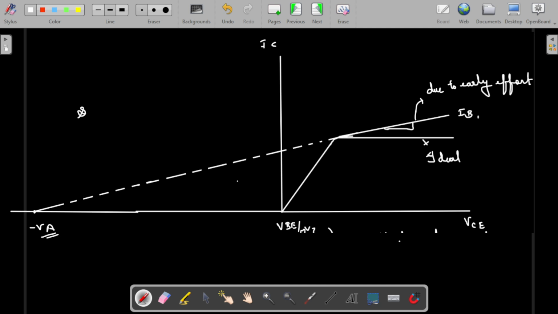The slope of this curve is equal to IC divided by VA. This is the slope that you have to take in. If we reverse the slope, then R0 is equal to VA divided by IC. This R0 is one of the critical factors, so whenever we are modeling the BJT, we need to include it. Please make a note of it. This is the early voltage.